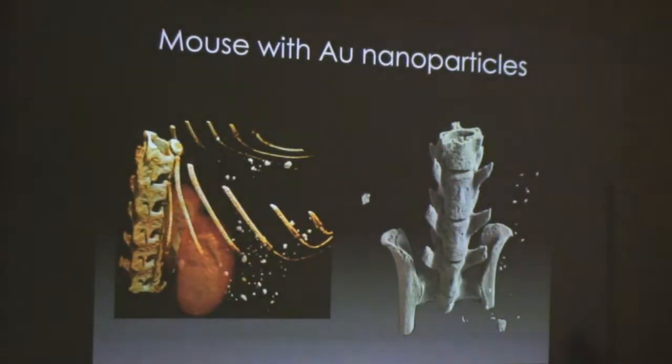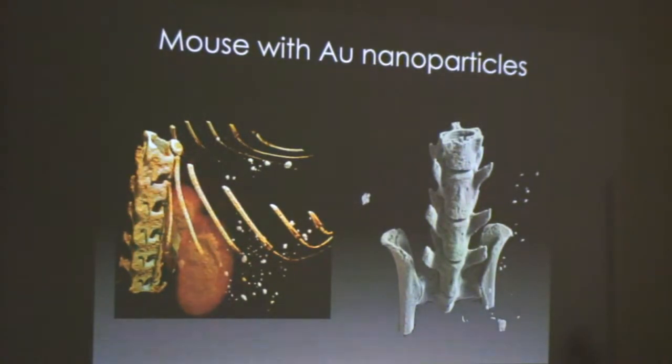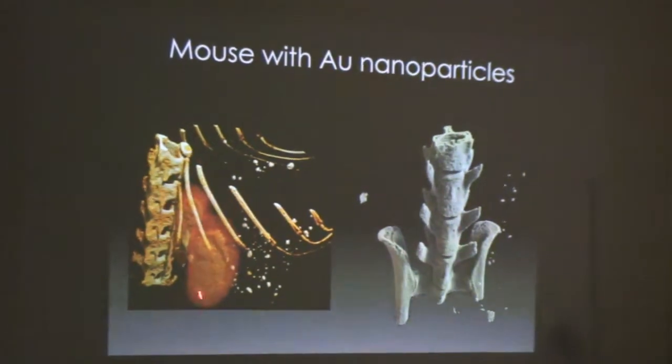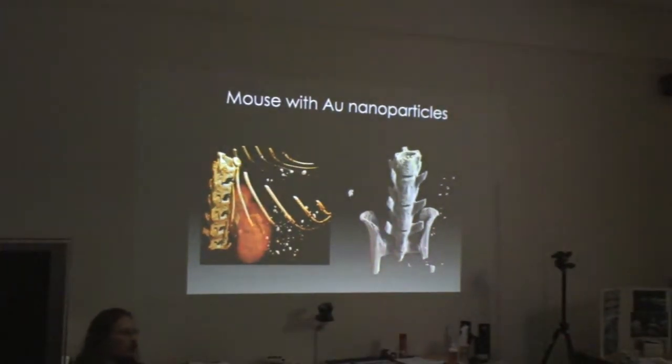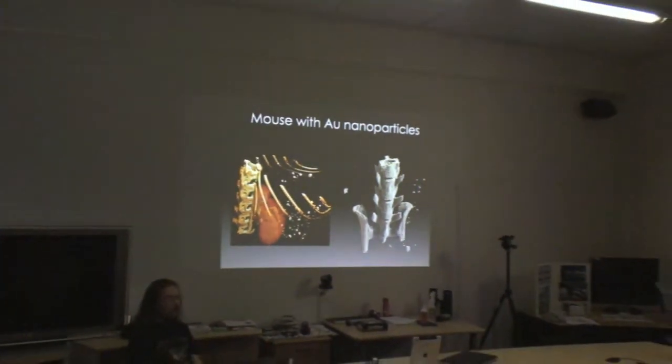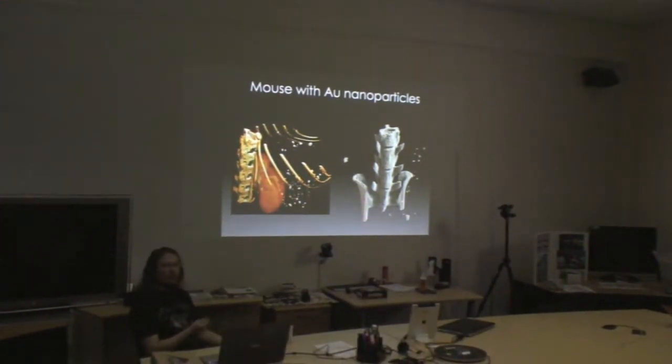This one is quite an interesting one, in fact. Gold nanoparticles have been injected into this mouse, into the veins. Now, this is important. As you see here, you can see the kidneys, because these gold nanoparticles concentrate in the kidneys and act as a contrast agent. So you can now see the structure of the kidneys, which you normally would not be able to see in a CT scan. And then this is the same mouse, just scanned at the pelvis and the lower spine.